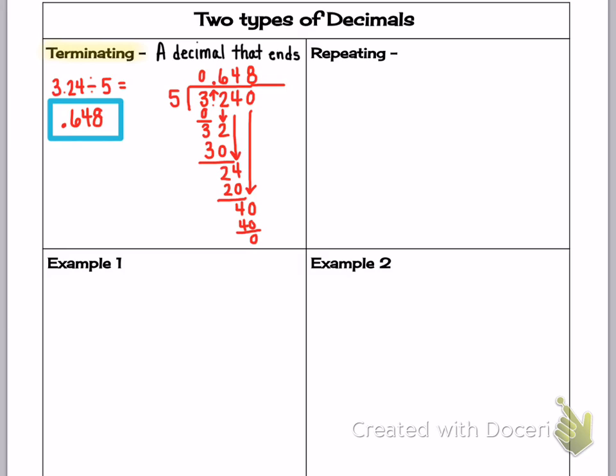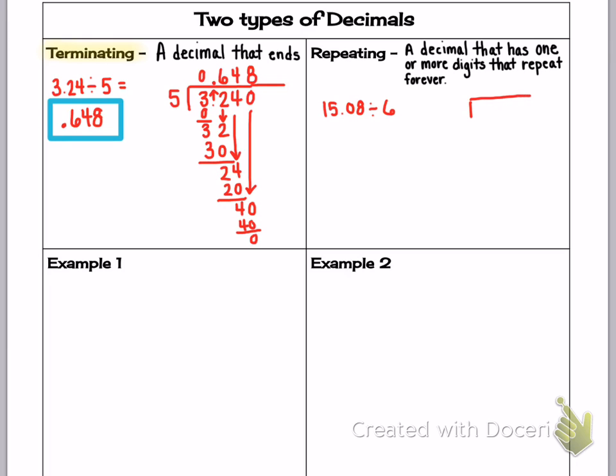The second type of answer that you can get is a repeating decimal. A repeating decimal has one or more digits that repeat forever. So what's going to happen when you're doing this division is it's going to form a pattern in your long division problem, and you're going to see that the same number is repeating over and over again. So let's do 15 8 hundredths divided by 6.